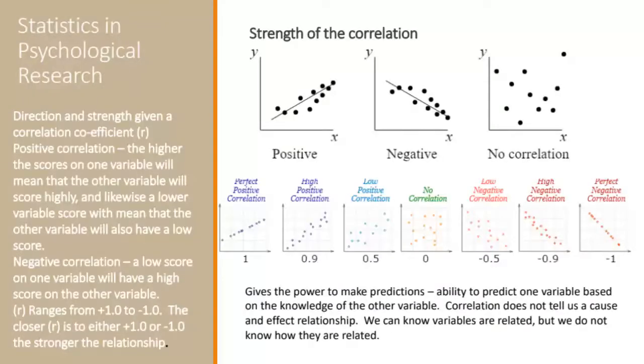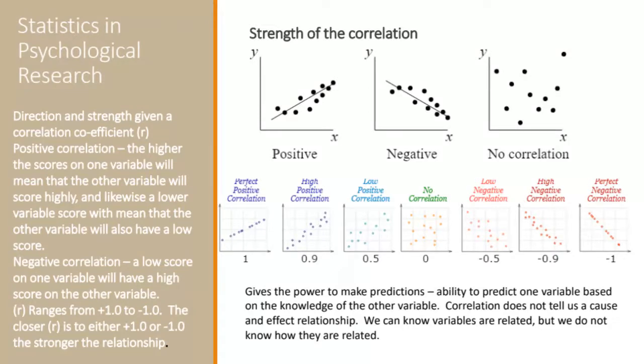So the strength of the correlation, we've got these correlations. We've got positive and negative and no correlation. Understanding correlation helps us predict something. That's all it does. It helps us predict. And so you have correlations.